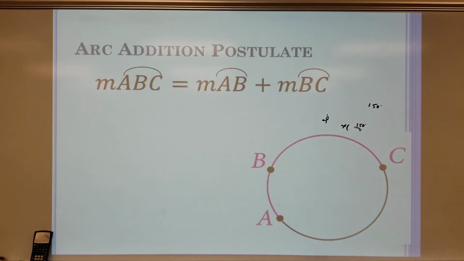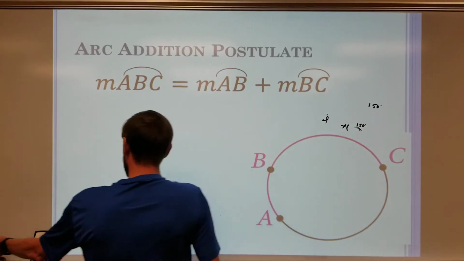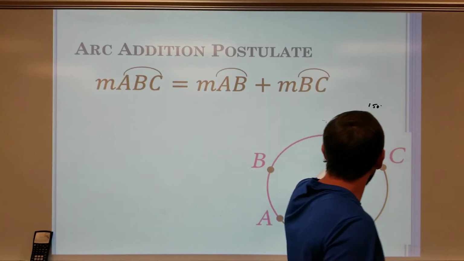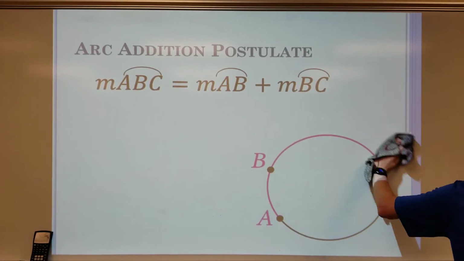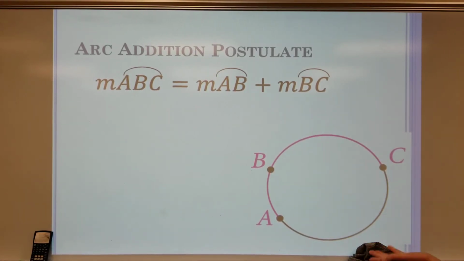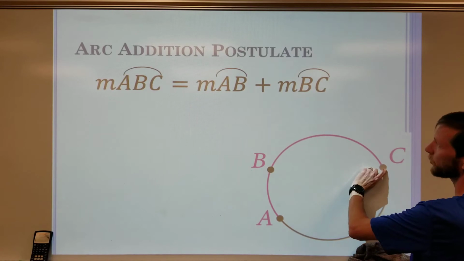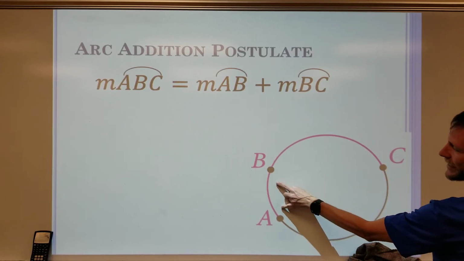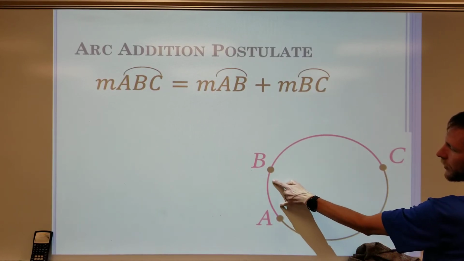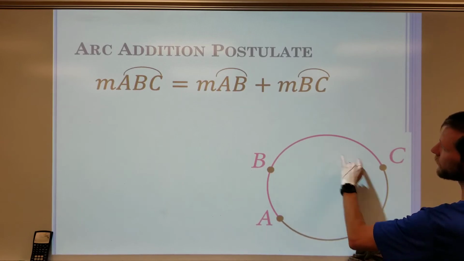Along the way, just like when we would add angle measures back in Unit 1, we can also add arc measures. The arc addition postulate states that the measure of this arc from point A through point B all the way to point C is the measure of these parts, all right? The measure of arc AB and the measure of arc BC.